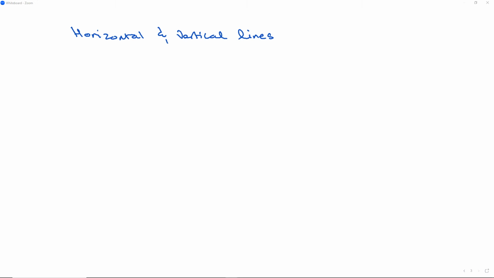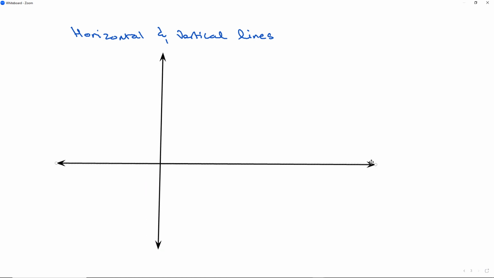So, horizontal and vertical lines. First thing I'm going to do is just provide some kind of y-axis and provide some kind of x-axis. The first thing is we are asked to draw the following lines. We're asked to draw x equals 5 and y equals negative 2. Amazingly, these are actually full lines.